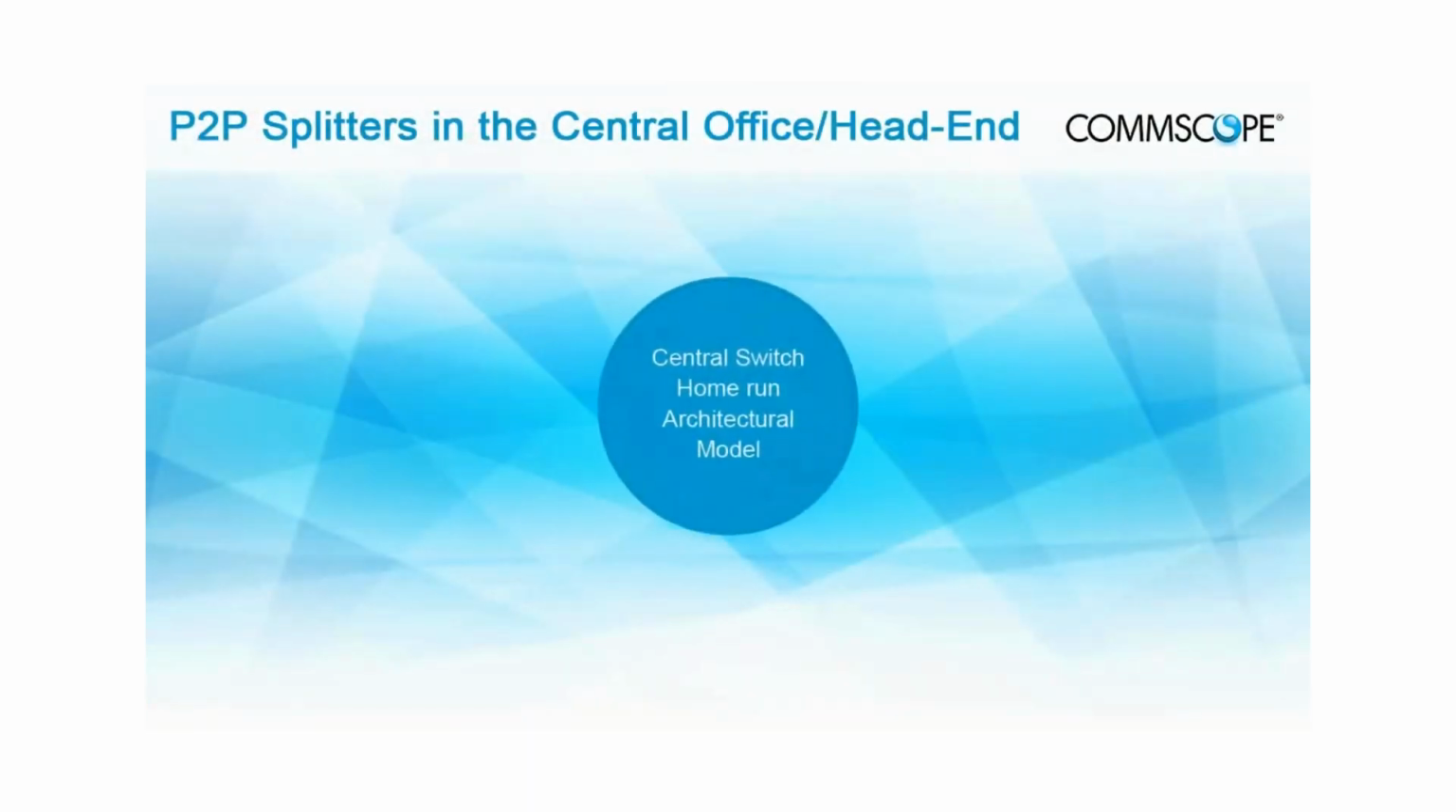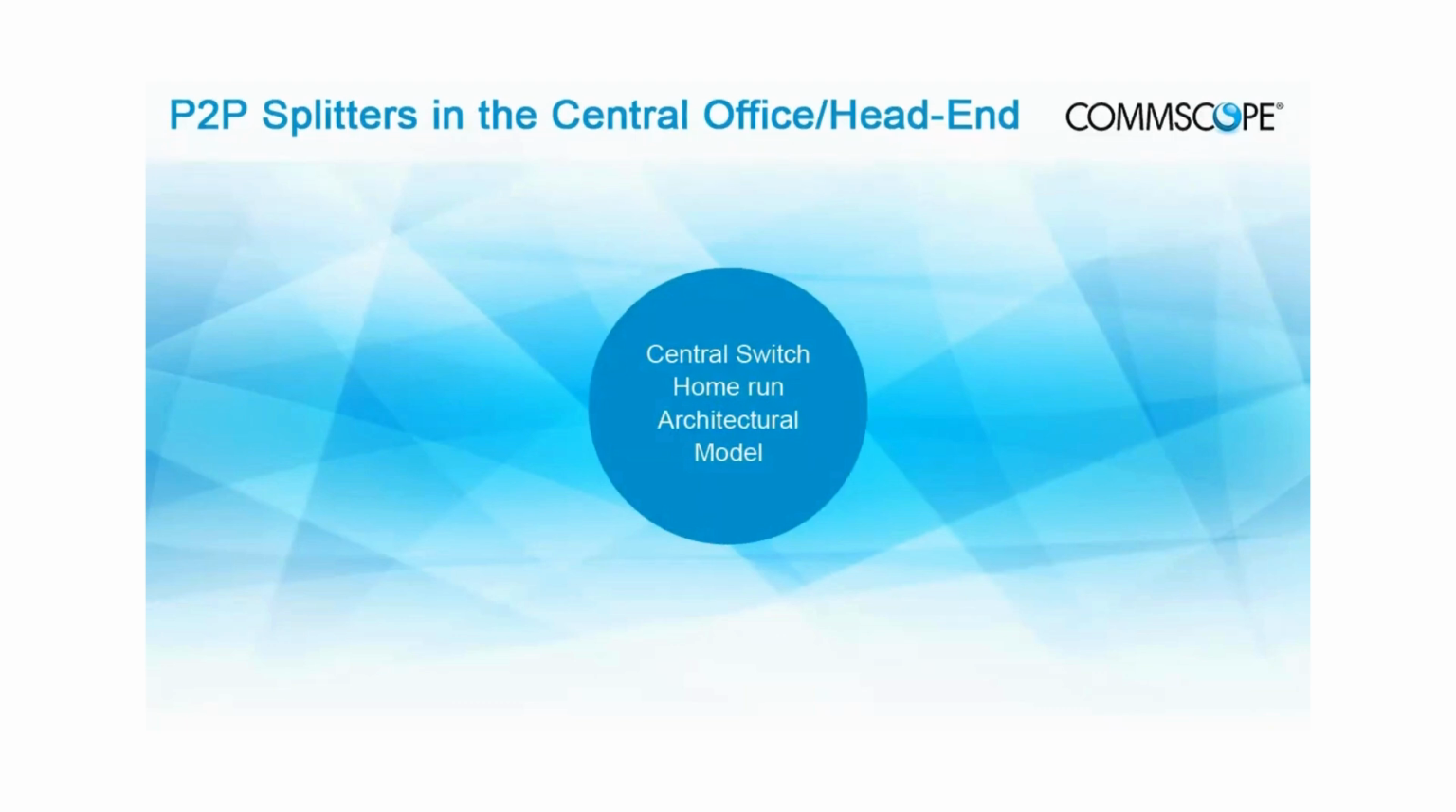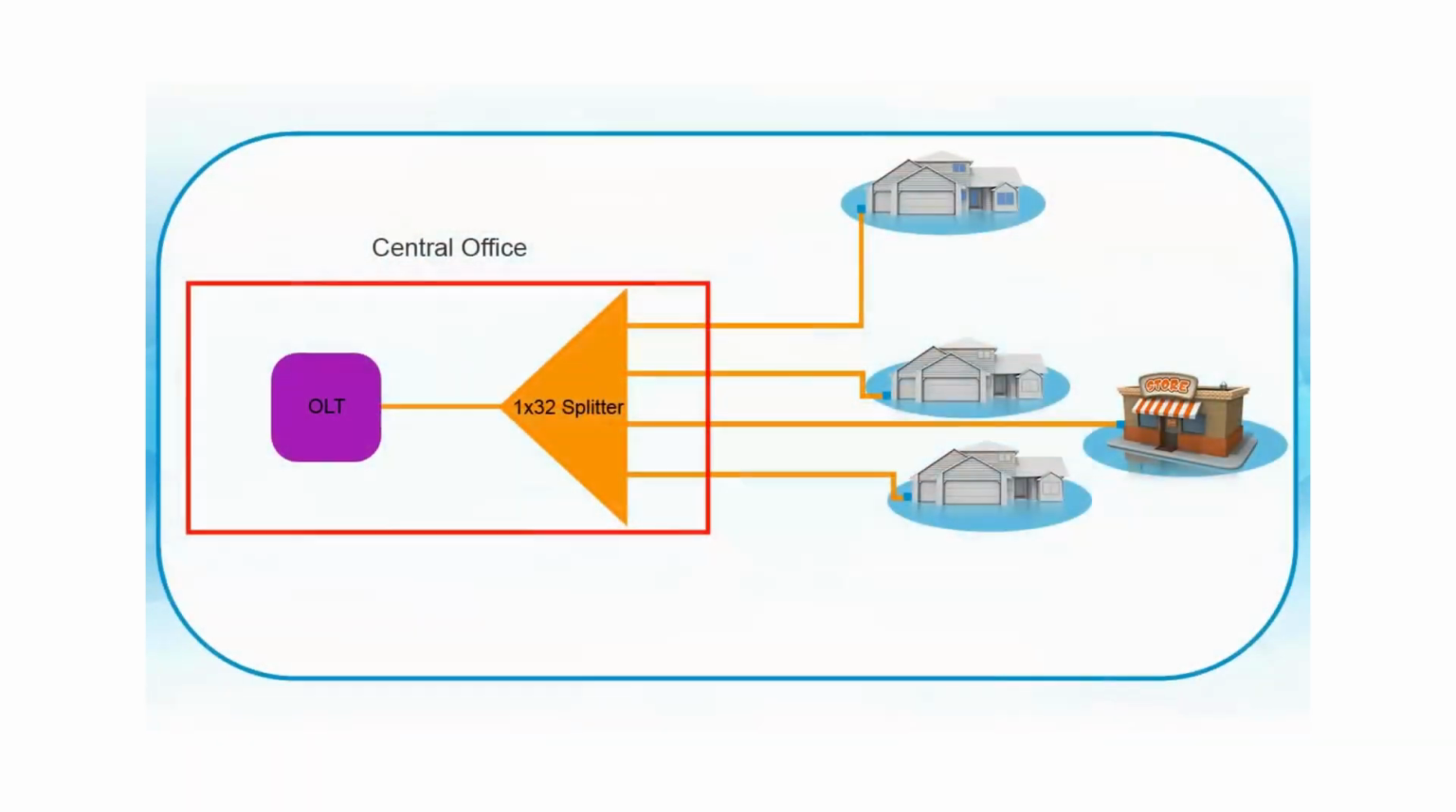We will look at the central switch home run architectural model first. With this way to deploy FTTH services, a 1:32 splitter is located inside the central office, CO, with a single fiber directly routed from the splitter to each subscriber. From a pure efficiency standpoint, this is the best way to deploy FTTH services, with each subscriber having a dedicated fiber from the central office or head end, as that gives the service provider a lot of flexibility in what and how services are deployed.